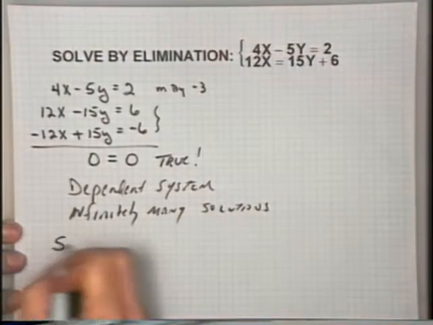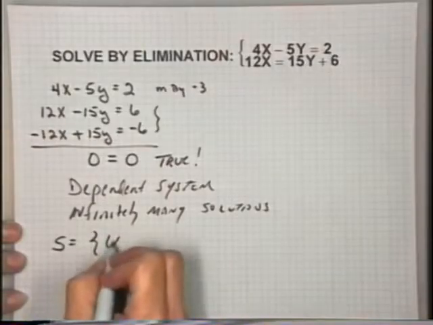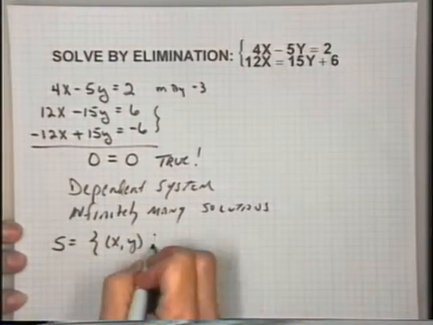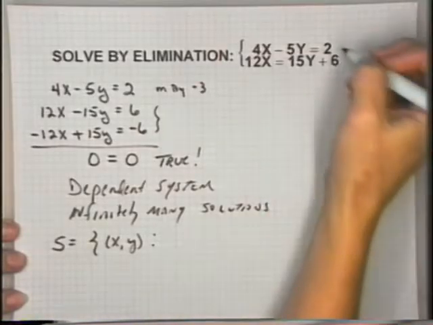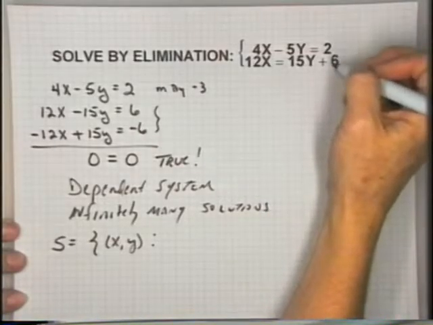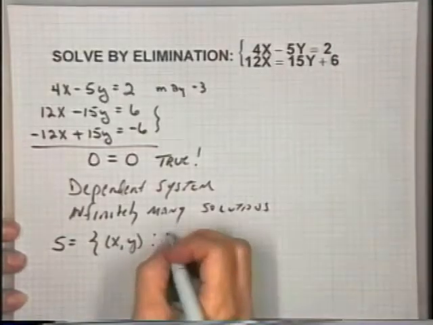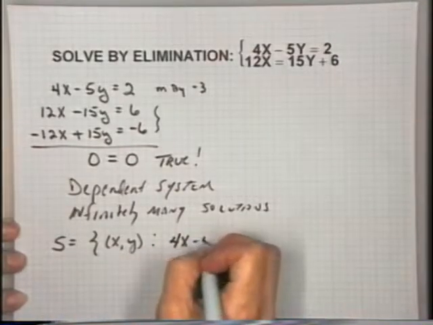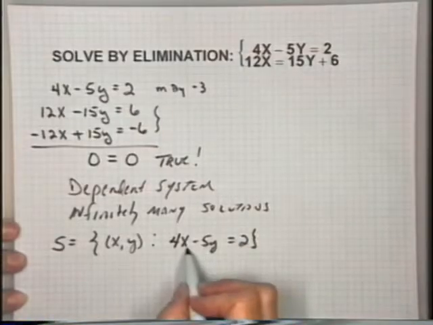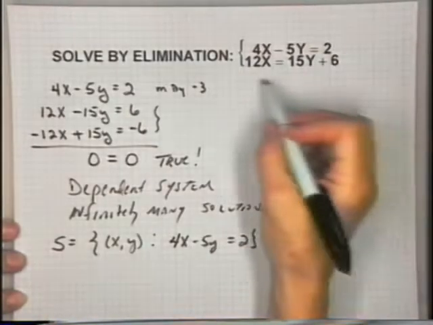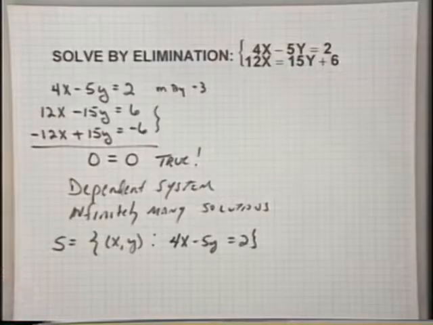And if we want to write the solutions in our set notation, it is the ordered pairs x, y such that, what do I do here? Remember, I just need to list one of these equations because these are the same equation. Since those numbers are smaller, I think I'll list that first equation. And what we're saying is any ordered pair that satisfies this first equation will also satisfy the second equation.